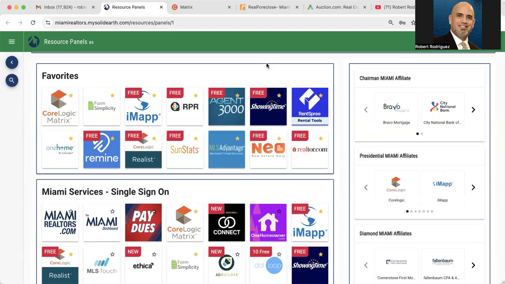We are going to review the many different ways that we can find investment properties for our clients. Guys, if you have any questions, always unmute yourselves and ask questions.